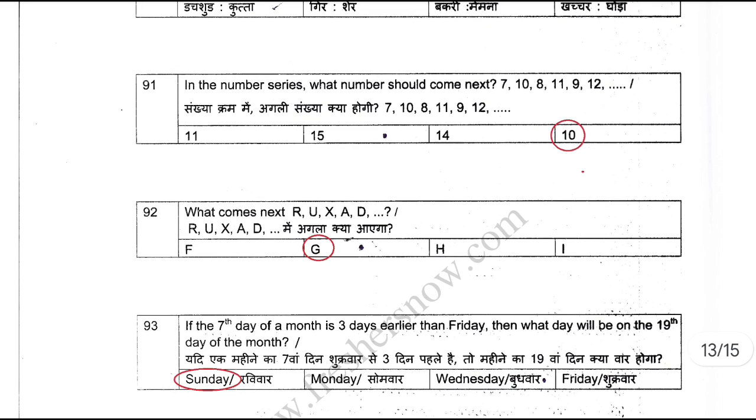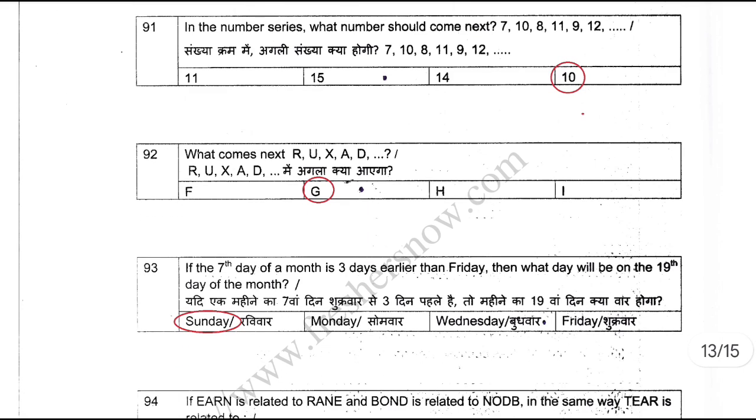In the number series, what number should come next? 7, 10, 8, 11, 9, 12. The answer is 10. What comes next: R U X A D? The answer is G.